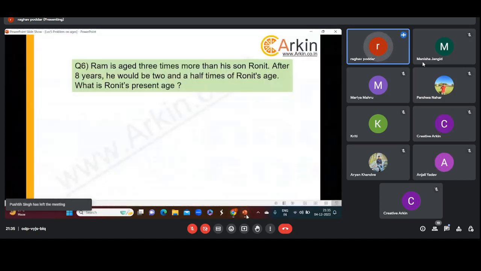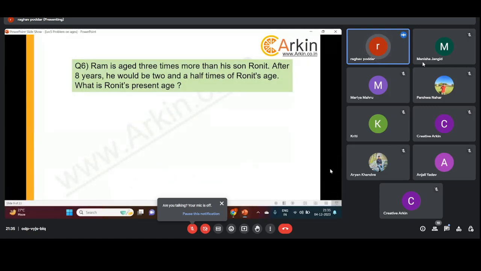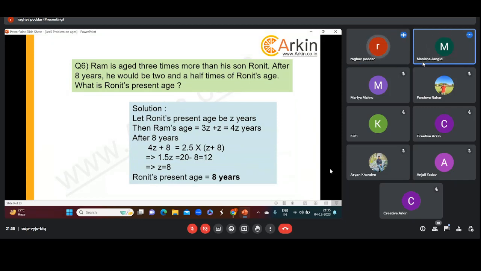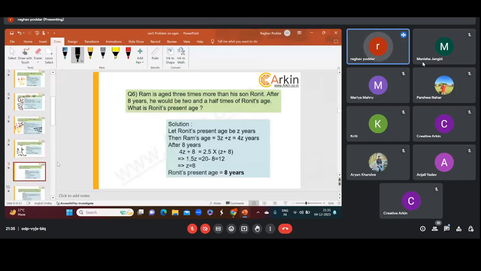Manisha, can you help me out with this? What was your approach for this, Manisha? I assume the age of Ronak would be x. Okay. And then Ram's age will be 3x plus x, since Ram is aged three times more than his son. Superb, that is 3x plus x. After 8 years we will add 8 to both ages. Superb. So it would be 4x plus 8 and x plus 8, so it becomes 2.5 times. So you will just make the equation. Very good.